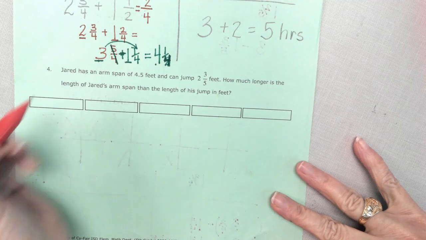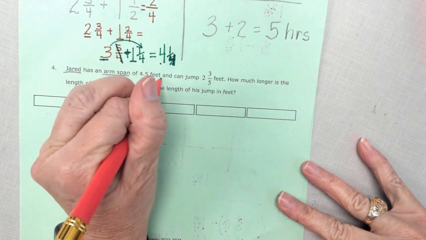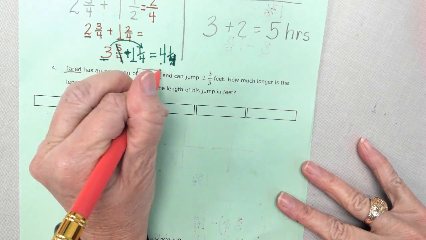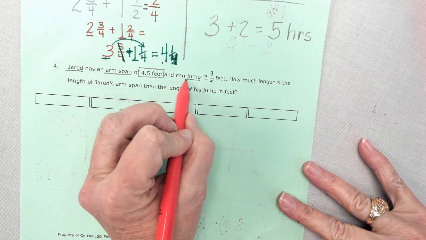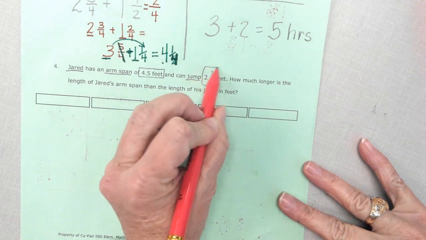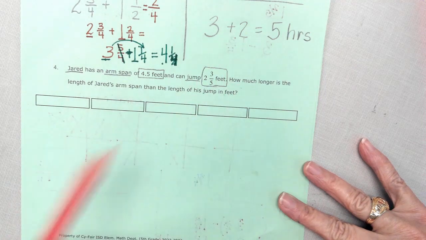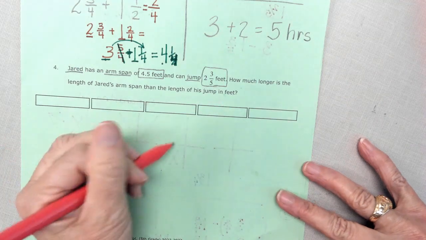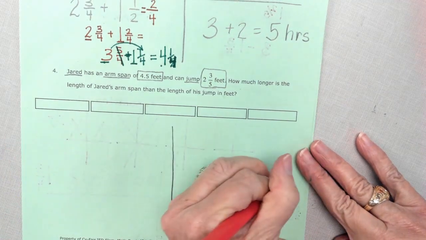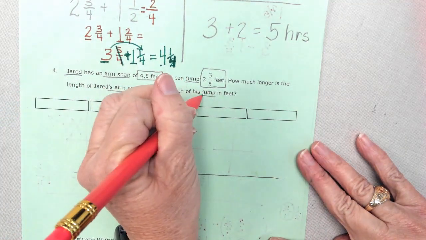Alright, so we're talking about Jared and we have his arm span. And I notice that we have this amount written as a decimal. We have his jump, which is written as a fraction. And it says how much longer is the length of his arm span than the length of his jump in feet. So we are going to be comparing the arm span with his jump.